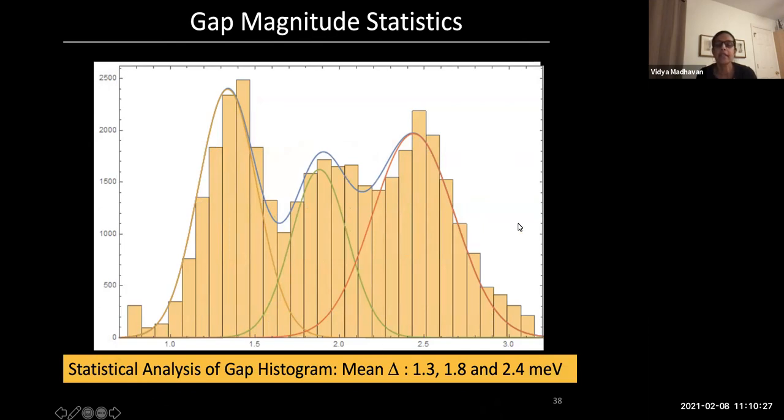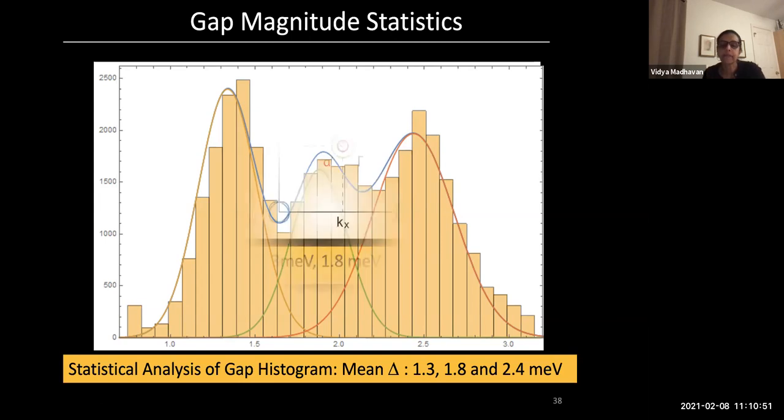So we have these histograms. This tells you all the gap values that we found in the regions. And you can fit this histogram with just a Gaussian distribution, and pick out all the mean values. So here I get a mean value of 1.3 MeV, 1.8 MeV, and 2.4 MeV.